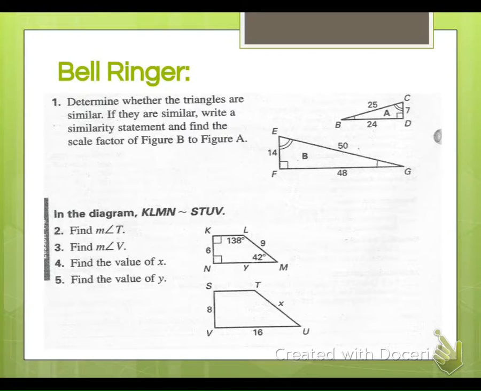Okay, so our first one for our bell ringer is: determine whether the triangles are similar. If they are similar, write the similarity statement. Find the scale factor of figure B to figure A. So we know figure B to figure A means that figure B's sides have to be in the numerator.